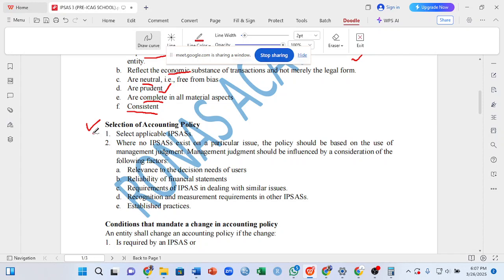So the first one is if the IPSAS provides for it, then select that particular IPSAS relating to that particular transaction. Next one is in case we don't have an IPSAS on a particular issue, how should you go about it? Here, management will use management judgment. We say this management judgment will be influenced by certain factors. So bear in mind, these are factors that will influence our choice of falling on other measurements. So what are some of the factors?